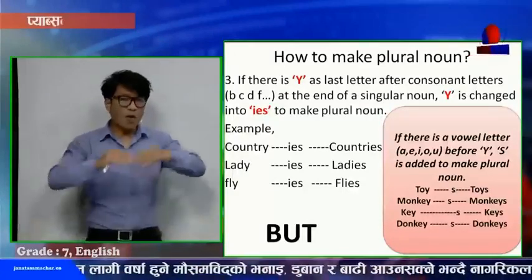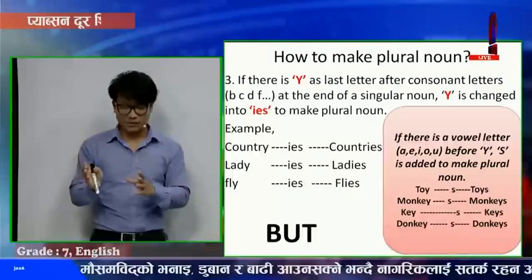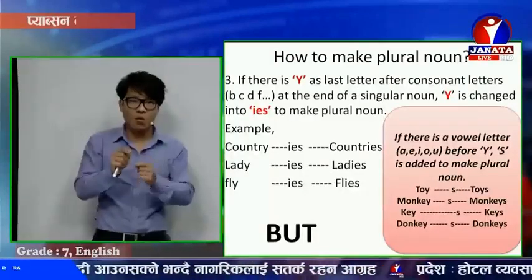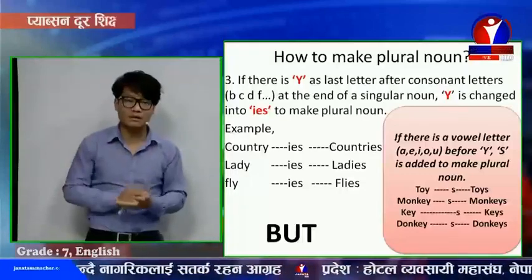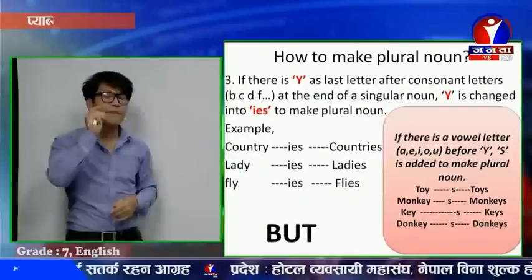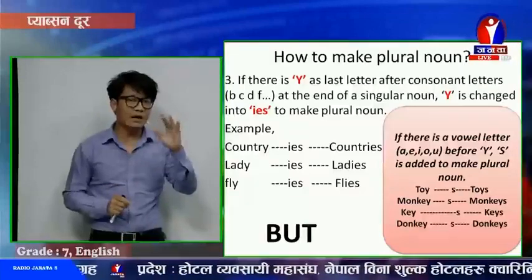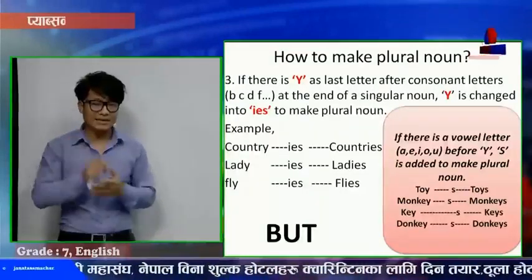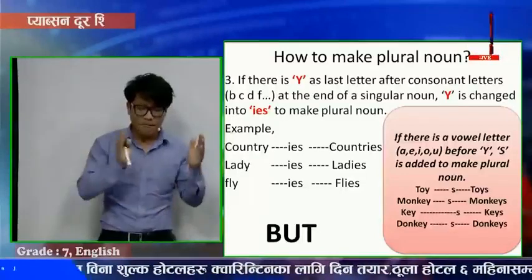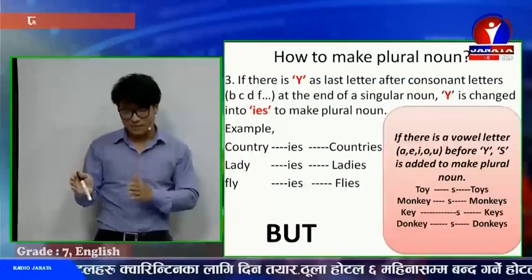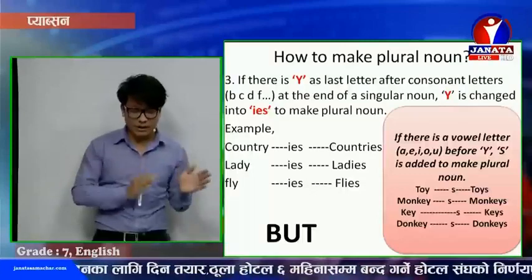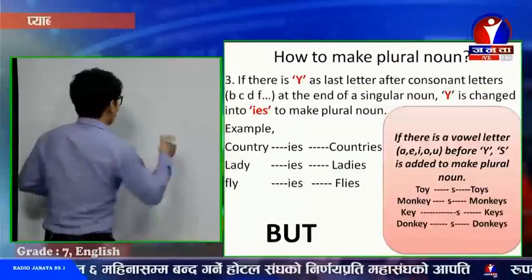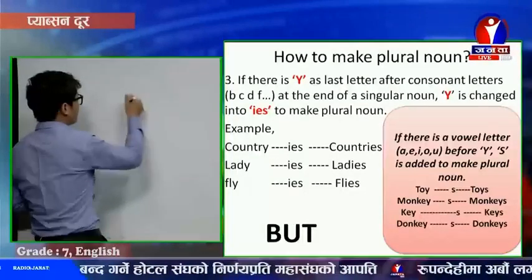Monkey, M-O-N-K-E-Y. And we need to add S here. Why are we going to add S here? Why not I-E-S? Because before Y there is a vowel letter, that is A-E-I-O-U, there is E. That's why we are going to add just S. So it becomes monkey, monkeys. Key, keys. Donkey, donkeys. So let me now take help of a whiteboard and show you more examples.